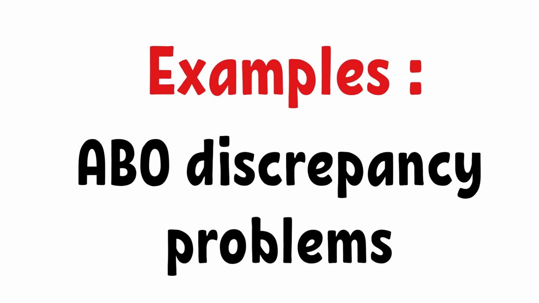Let's take a look at some examples of ABO discrepancy problems. Take a moment to look at this reactivity. You can pause the video if you need more time.